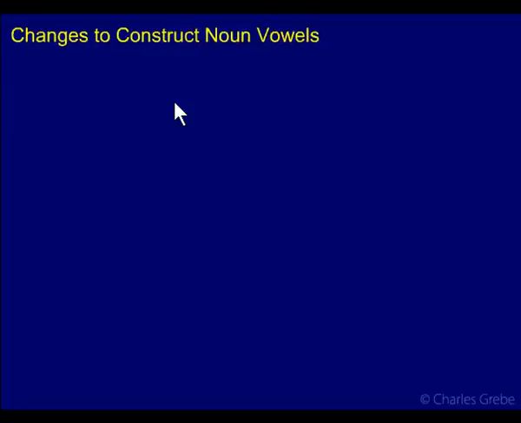Changes to construct noun vowels. In the previous module, we dealt with the changes to the endings of the construct, and now we're dealing in this module with the changes to the vowels of the construct. Remember, the absolute doesn't change.